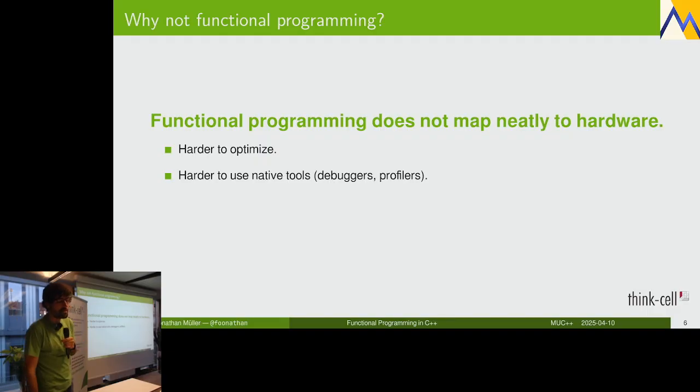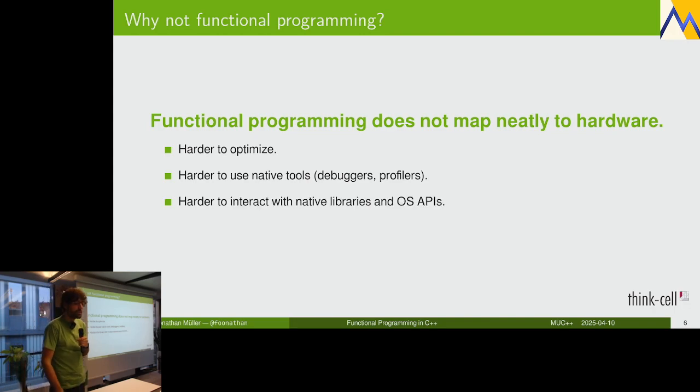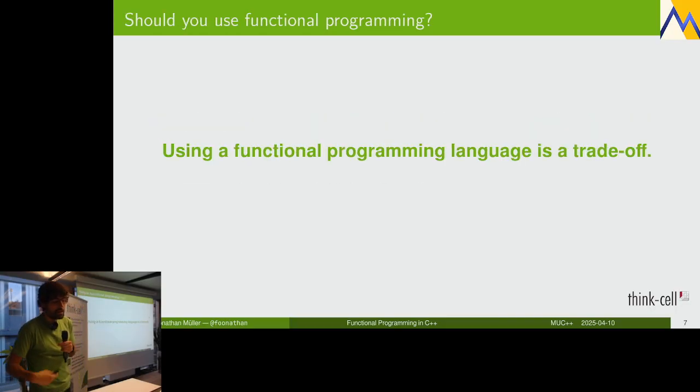It's harder to use native tools like debuggers or profilers that are designed on the CPU level. They have to be adapted to be functional. And while I want to explain why we at work don't use a pure functional programming language, it makes it harder to interact with native libraries and OS APIs, simply because it's functional, it's like a different universe. So whether you should use functional programming, or a pure functional programming language, to solve a problem is an engineering trade-off, right? You have to set up the pros and cons and figure out whether you want to do that.